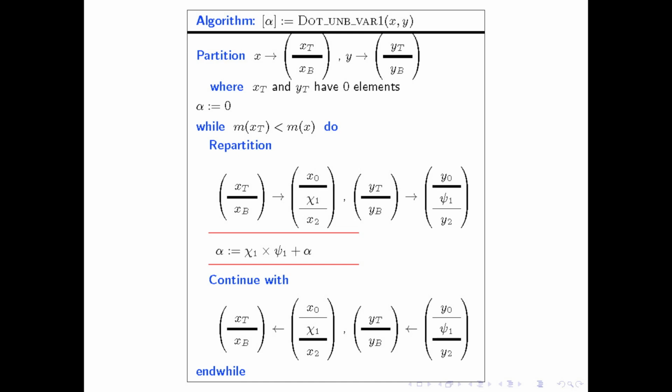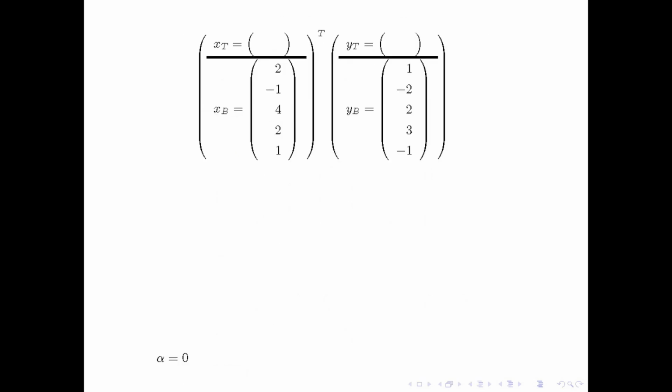The product of the exposed scalars, chi1 and psi1, is added to the result, which is stored in variable alpha. When the top vectors encompass the entire vectors, the loop completes. We now illustrate how the algorithm marches through vectors with our concrete example that computes the dot product of two vectors of length 5. Initially, the top subvectors are empty.